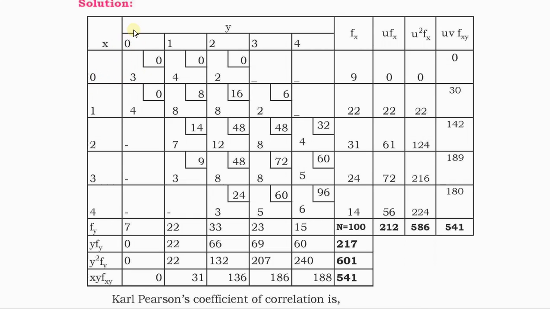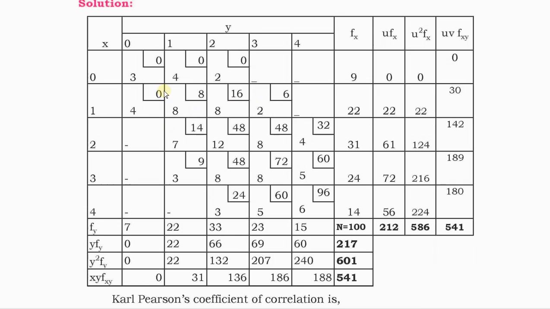Okay. So 0 into 0 into 3 becomes 0. You have to write it here. 0 into 1 into 4, again it is 0. Write it here. 0 into 2 into 2, it is 0. There are no frequencies in this cell, so leave it blank. Don't write anything, just put a hyphen or leave it blank. Next, 1 into 0 into 4 is 0. 1 into 1 into 8 is 8. 1 into 2 into 8 is 16. 1 into 3 into 2 is 6. Okay, so this is how you have to multiply x into y into fxy.